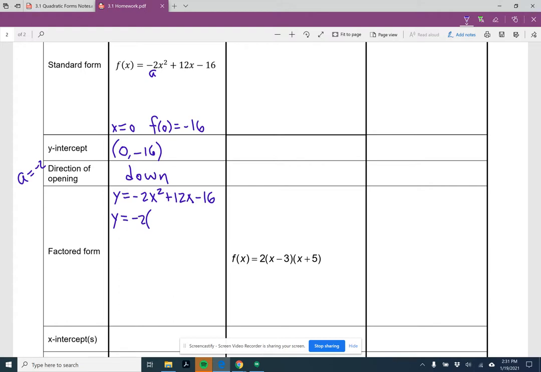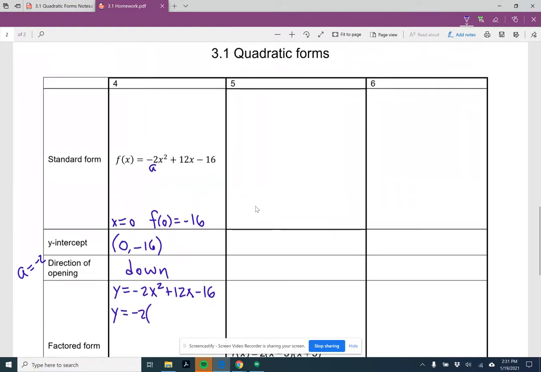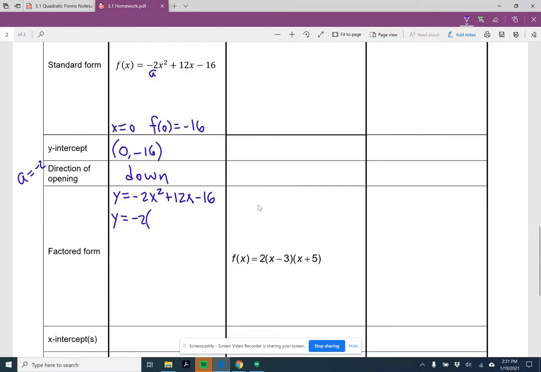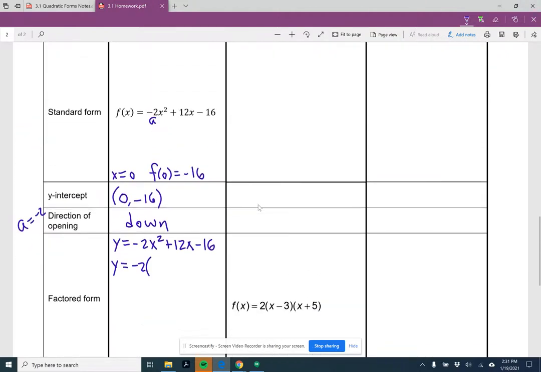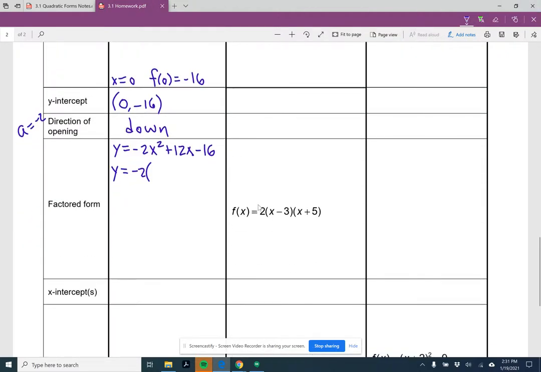Notice this one's going down rather than across. In the notes we went across. In this one we're going down. So everything for problem number 4 goes down. Okay? Starting with the standard form, get all the other information in that column. So we're going to factor out a -2.